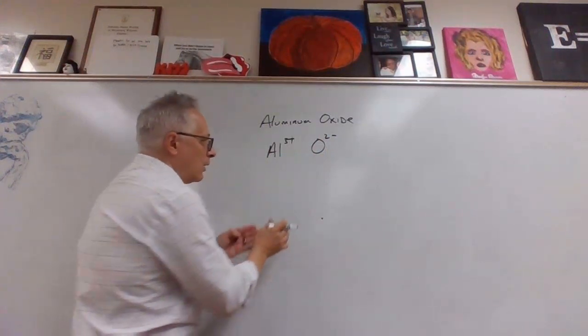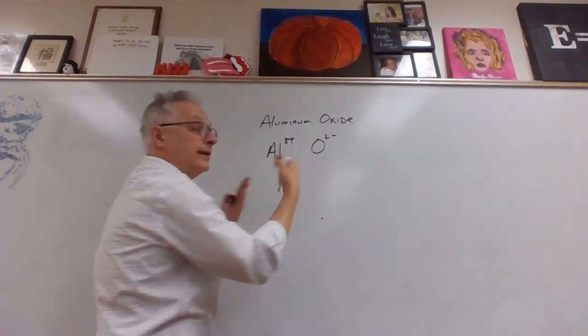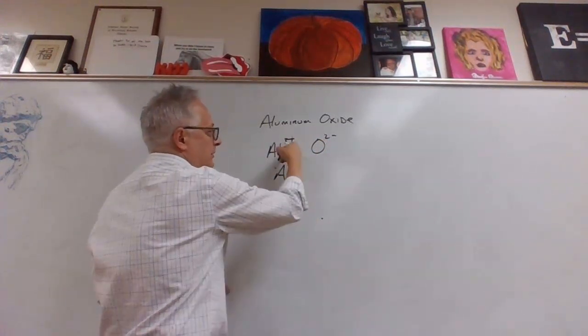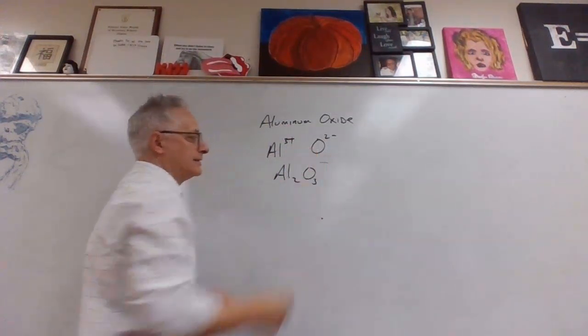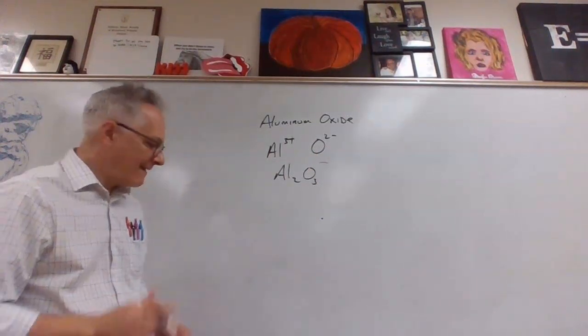So what you can do is say, all right, what's the least common multiple of 3 and 2? It's 6. So I need 2 aluminums to give me +6 and 3 oxides to give me -6. So that's where we ended up yesterday, and it wasn't so bad.